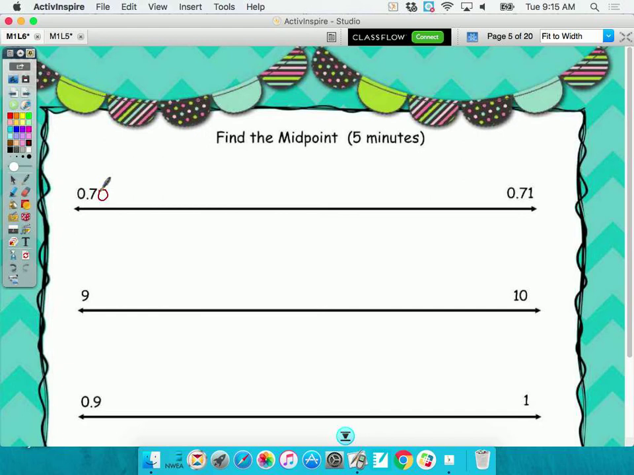So here's what I want you to do. Watch me. Add another 0 and see if it makes sense. Now can I figure out halfway between 700 thousandths and 710 thousandths? Yes. What is it? What's halfway between 0.705. Okay, answer this question. What is halfway between 700 and 710? 705.